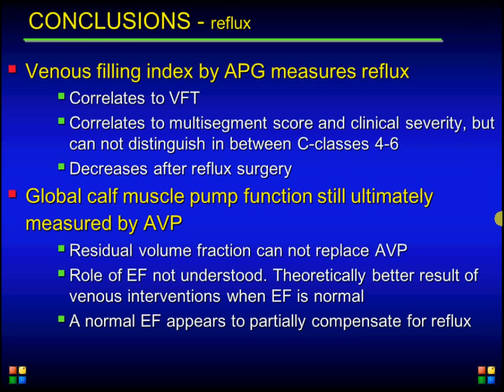The global calf muscle function is still ultimately measured by the APG, and what is interesting is that although we don't understand the role of ejection fraction, theoretically, if you have a good ejection fraction, your results should be better after surgery, and surely you can compensate for reflux by a good calf muscle pump and a good ejection fraction. And maybe that is why, when patients grow older and lose movement of their ankle, calf muscle mass gets worse.